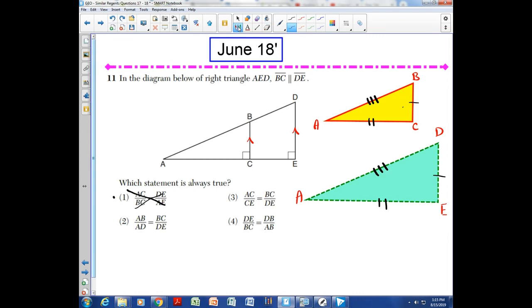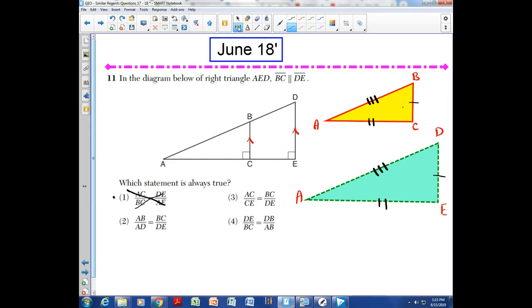AB over AD. AB over AD puts the 3 of the small triangle, the 3-prong, over AD of the larger one, which means they have to put the small over the large and corresponding sides of the second one. They have to be consistent, which means BC over DE. Oh, I think that looks good.